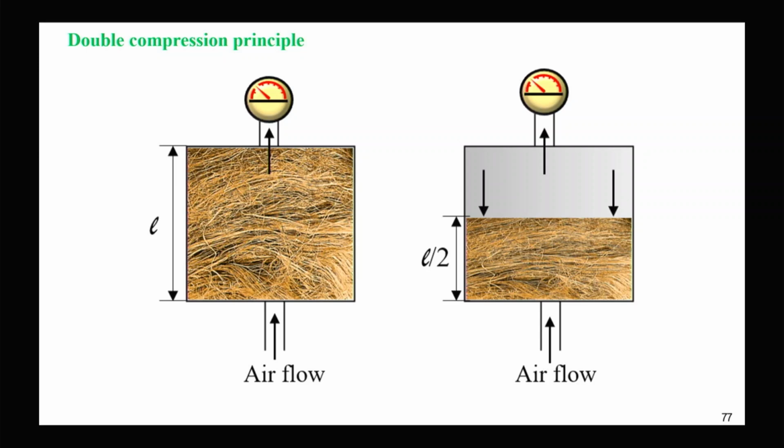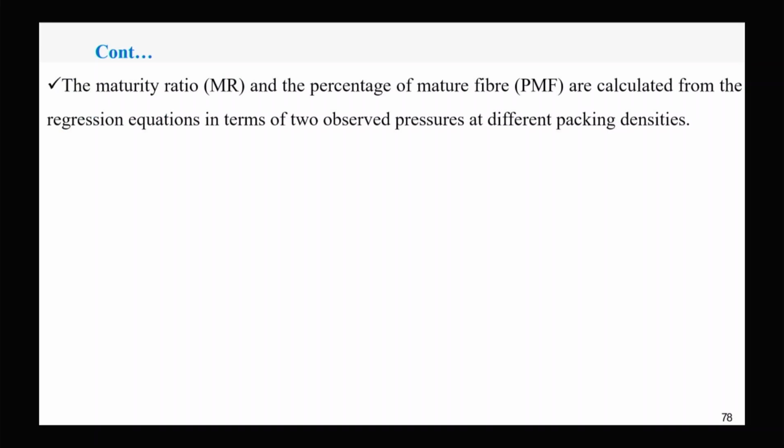So we get two different points, and we compare them. Here you can see the initial condition and the compressed condition. Then, with the help of a regression equation, we can get the maturity value.